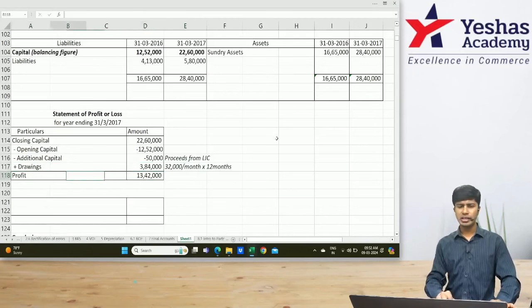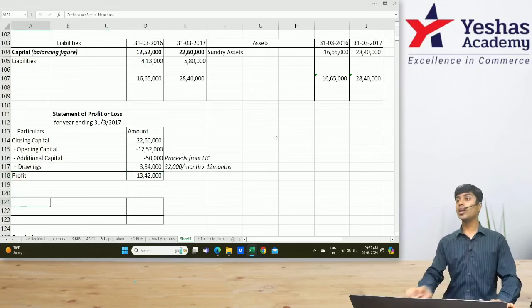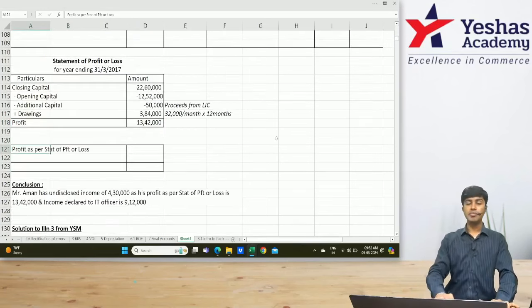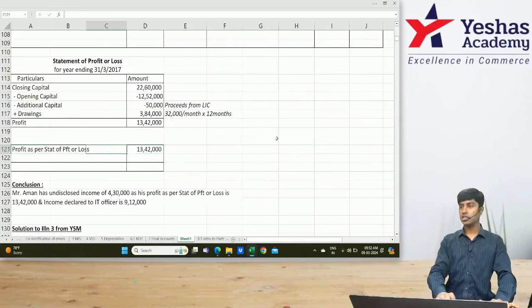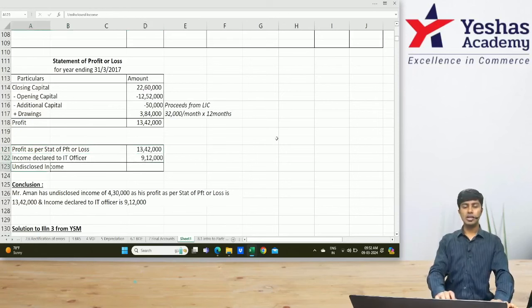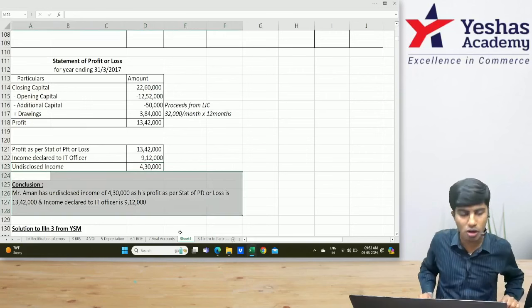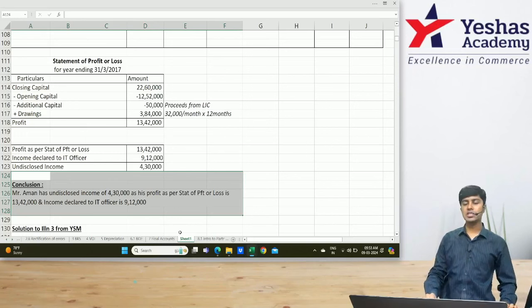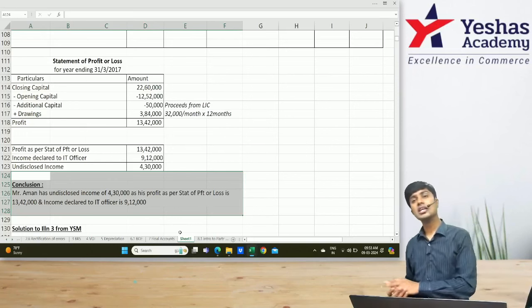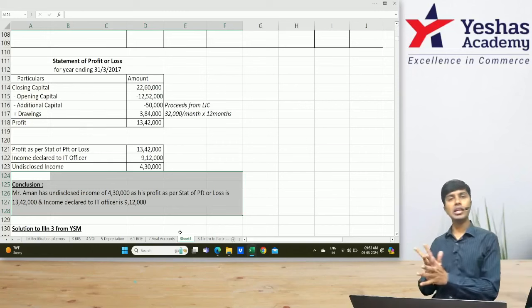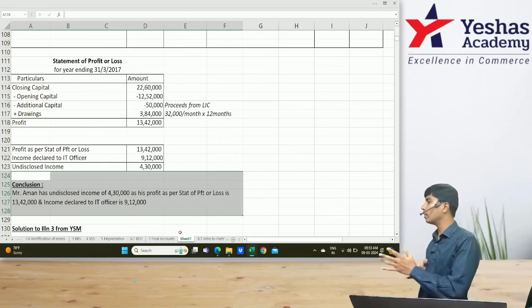Everyone understood? Anybody has doubt? Now we have to write one more. The answer doesn't end here. We have to write profit as per statement of profit or loss, 13,42,000. Profit disclosed to income tax, 9,12,000. What is the shortage or undisclosed income? 4,30,000. So read the conclusion: Mr. Raman has undisclosed income of 4,30,000, as his profit as per statement of profit or loss is 13,42,000 and income declared to the income tax officer is 9,12,000.